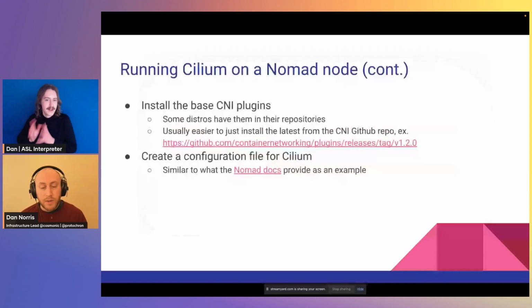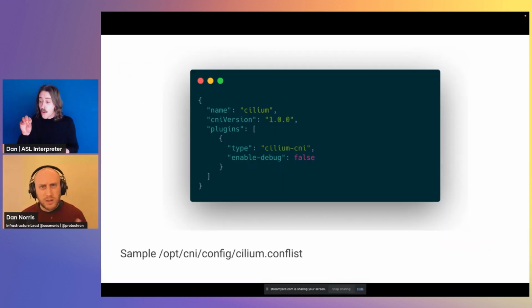Next step is to make sure that you have all of the base CNI plugins installed. Some distros have them in the repositories. Usually it's just easier to install them directly from the GitHub repo. So I provided a link in the slides, but you can go to the containernetworking repo and check them out. But you also have to have a configuration file for Cilium so that Nomad knows how to start the plugin when you invoke it. This is similar to what the Nomad docs provide. In this case, it's a much more stripped down version though, because you don't have to chain anything.